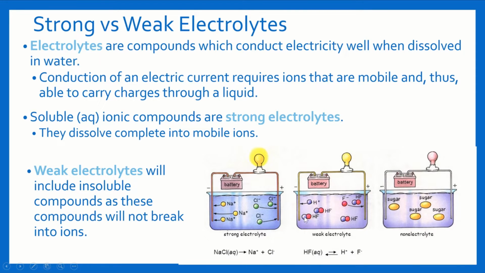Weak electrolytes, the middle image here with hydrogen fluoride, weak electrolytes don't always dissolve. So sometimes they might, oftentimes they won't. So here's the picture of HF. See, a lot of those HFs are still together. They haven't dissolved. They're still in their compound form. Just a couple of them will dissolve. And then there are other examples of non-electrolytes. Sugar, for example, is a covalent molecule. It's not going to dissolve into positive and negative ions, so it's a non-electrolyte altogether.